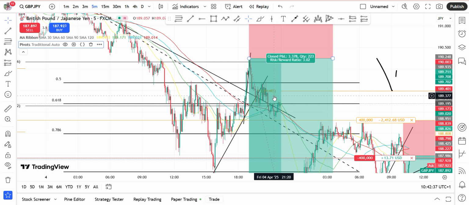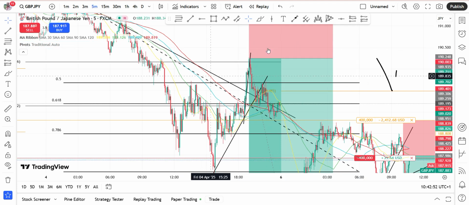I'm not going to buy because why? Because the price or the market knows that there's a high percent that you go buy. So I'm not going to buy because the market knows I'm going to buy. So I'm going short. Why? Because this is my strategy.